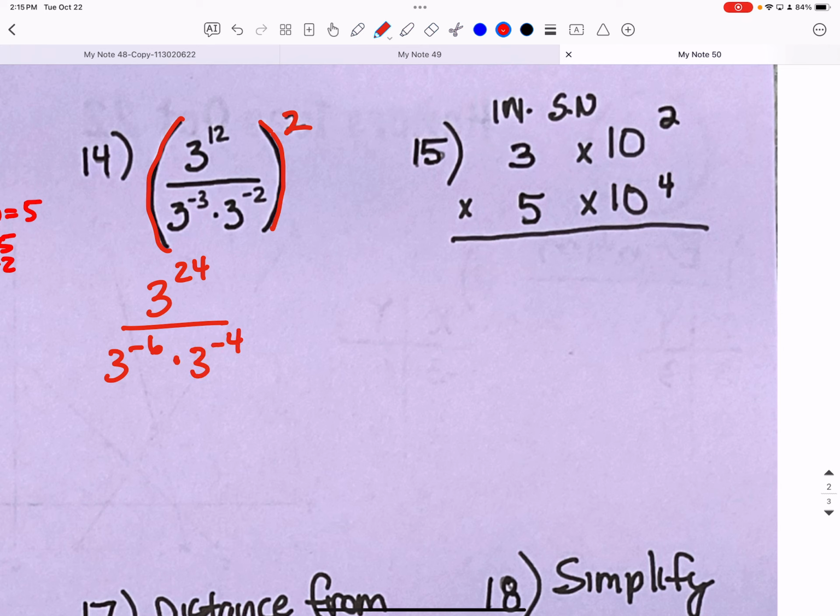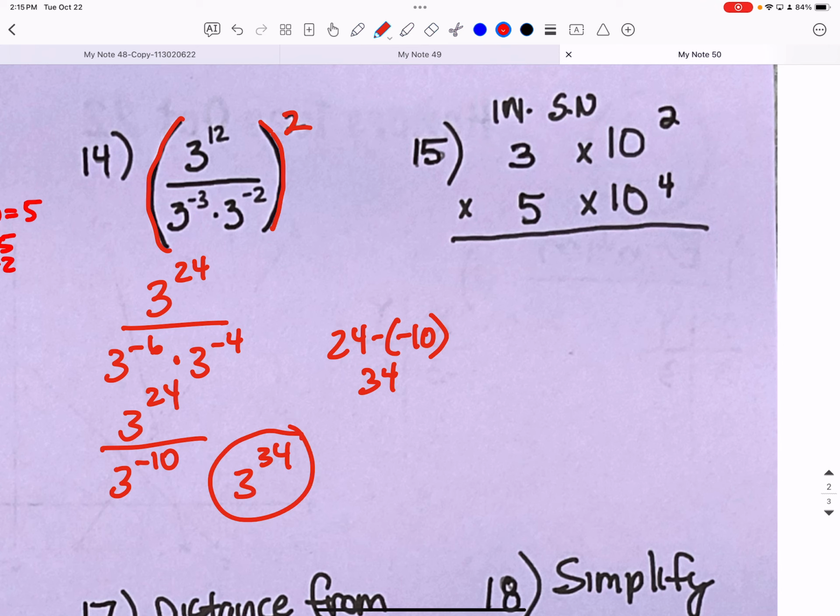One less than multiplication is addition. So this could be 3 to the 24th over 3 to the negative 10th. And then one less than division is subtraction. So 24 minus negative 10 is 34. Either way, we get 3 to the 34th power.